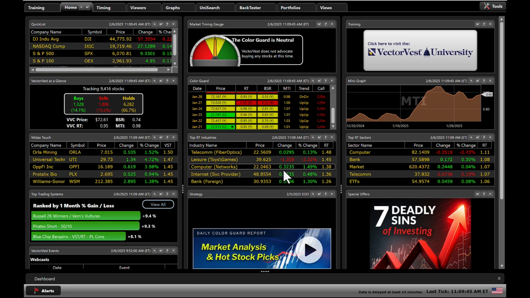This is a desktop platform for Windows and Mac, and as you can see, when you open it up, it can be a little bit overwhelming. There's this dashboard with a lot of different panels in it. So I'll point out some of the main ones that you want to look at.